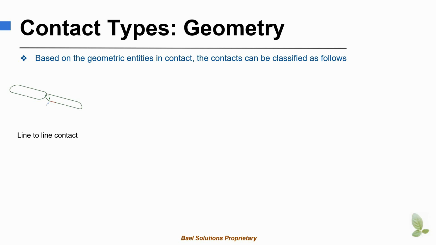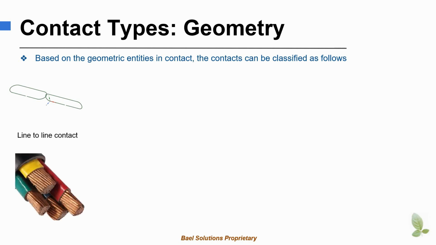Another example of a line-to-line contact is a copper cable. In the copper cable, different copper wires are wound, forming a line-to-line contact with the adjacent wires. In this type of contact, line-to-line contact is established along the length of the wire. This type of contact normally occurs when two or more lines are parallel to each other.